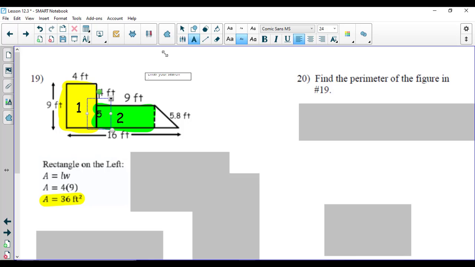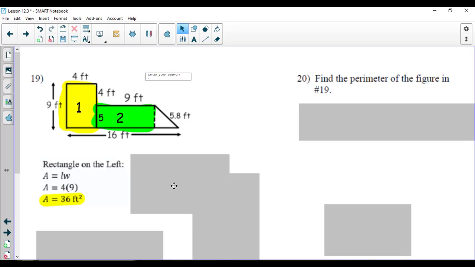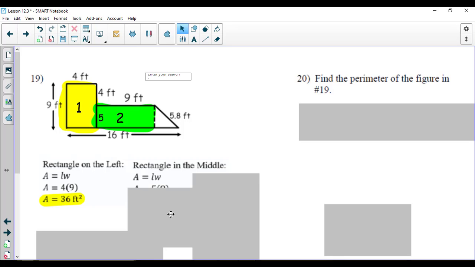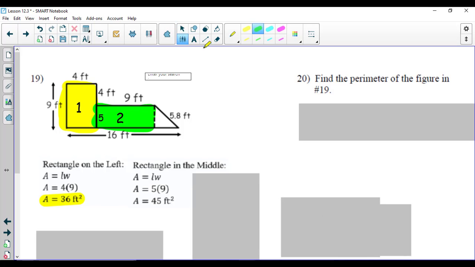So I'm going to go ahead and label that with a 5. We'll make that a little bit smaller. So what I know here is that the height of this rectangle is going to be 5 feet. So I'm going to do length times width, which is 5 times 9. That will get me an area of 45 feet squared, and that's for this green highlighted rectangle.